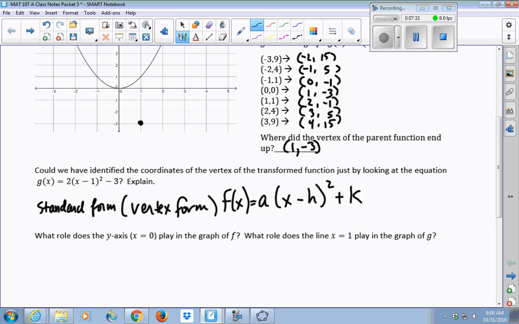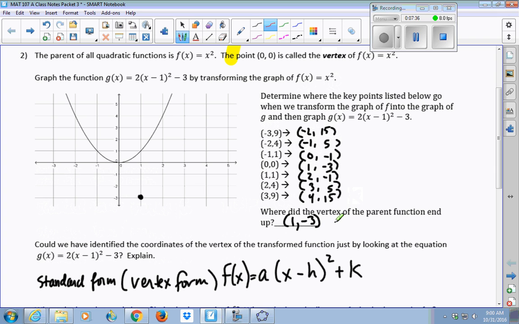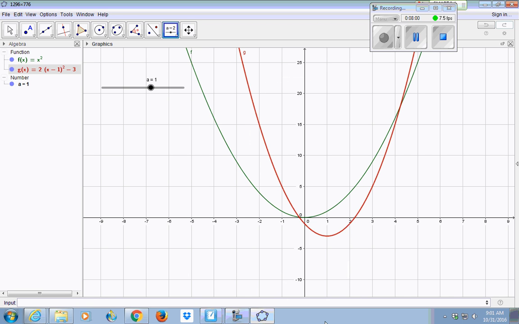So what role does the y-axis, which has the equation x equals 0, play in our parent function? It's our line of symmetry. So if we have shifted the entire function to the right one, you now notice that the equation x equals 1, right here, now becomes the line of symmetry for our transformed function.